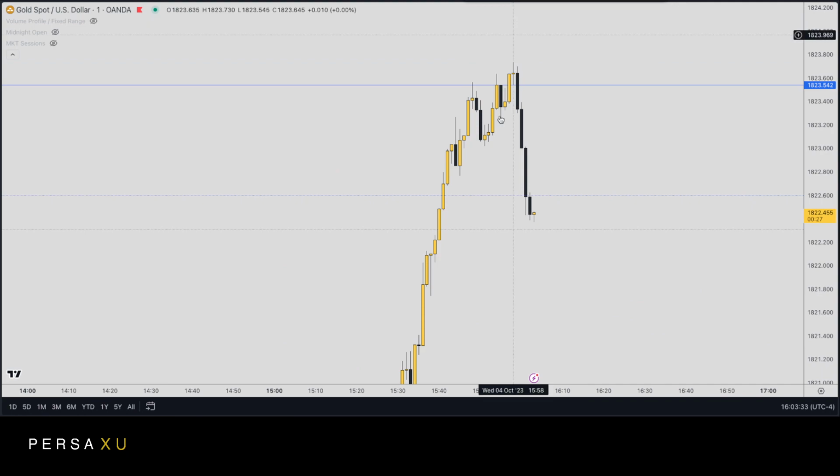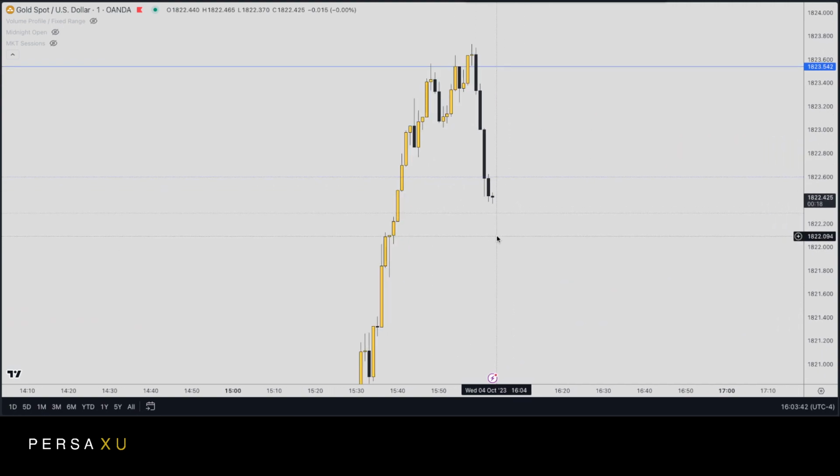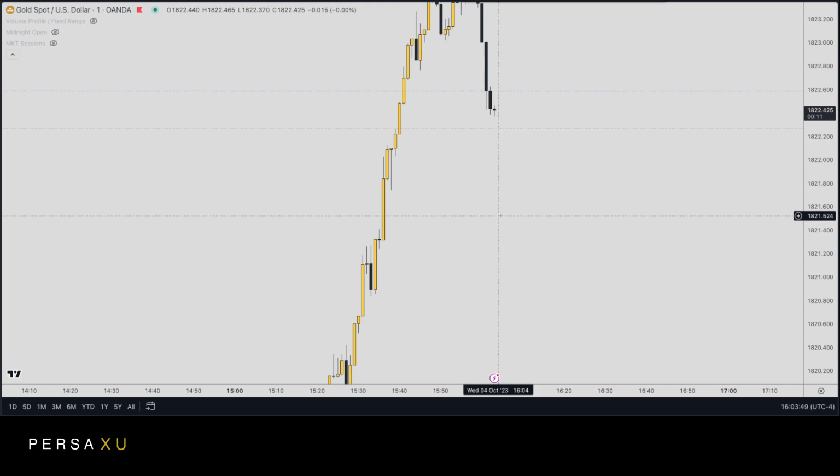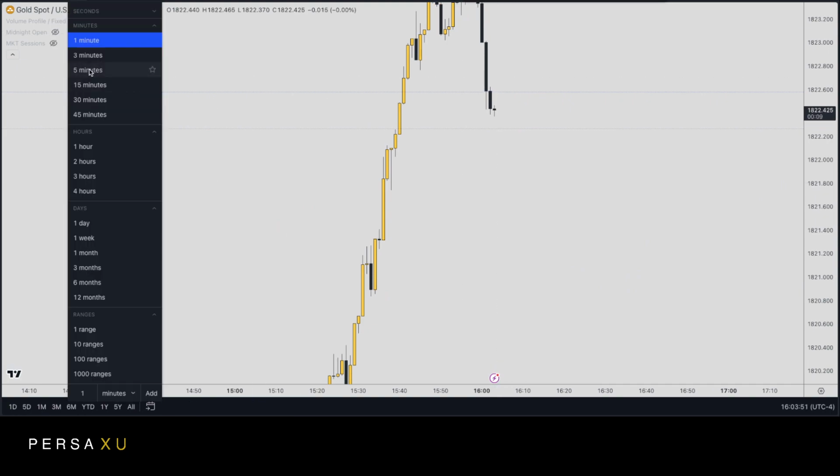So obviously we have this support broken throughout this one and this one, so this could also be a moment in which you could start making your short entries, at least to the 50% retracement of that push.